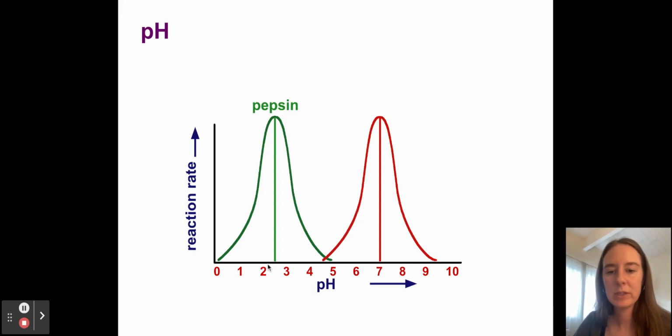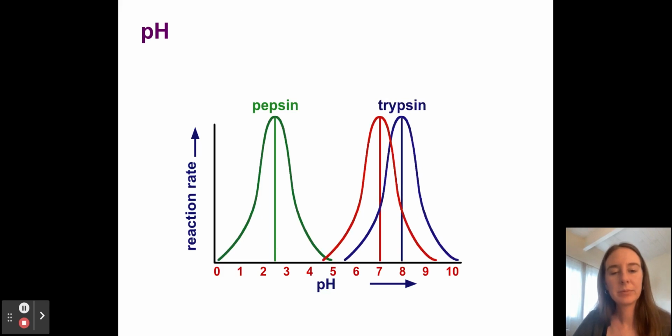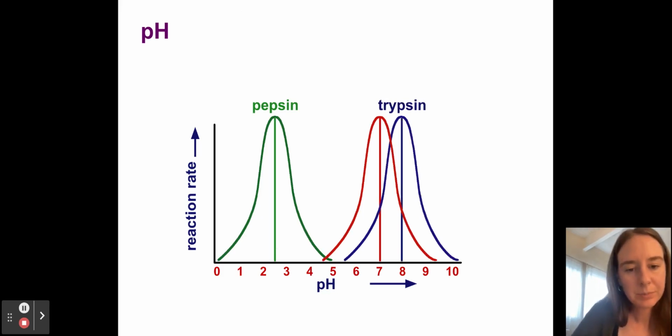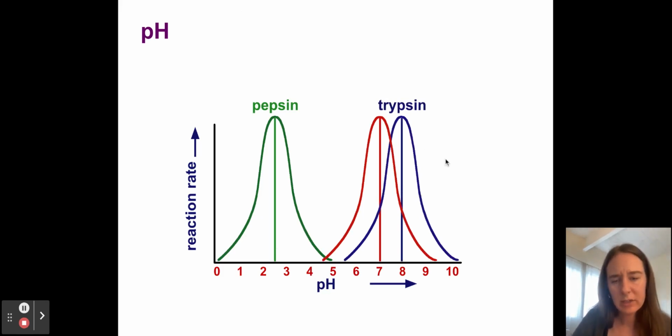And pepsin functions at a pH of a little bit between 2 and 3. Remember, pH is a level of how acidic or how basic, or how alkaline. Another word for basic is how alkaline a solution is. And so notice here that pepsin can function at low pHs, but another molecule in our body, trypsin, functions at higher pHs.